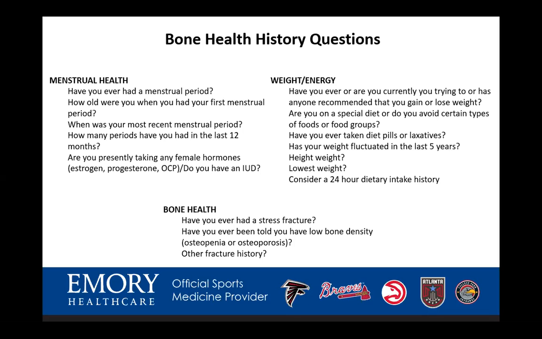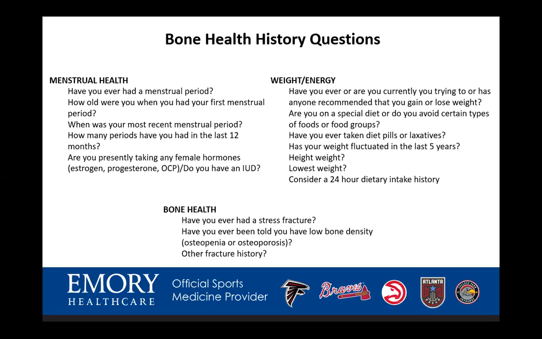So I go through an extensive energy history, dieting history, weight fluctuations, highest weight, lowest weight, special food restrictions. Are there food groups that are avoided? Or hormonal health history relating to age at first menses, how many menses in the last 12 months. A history of currently taking contraception is super helpful because that changes interpretation of some of these answers.